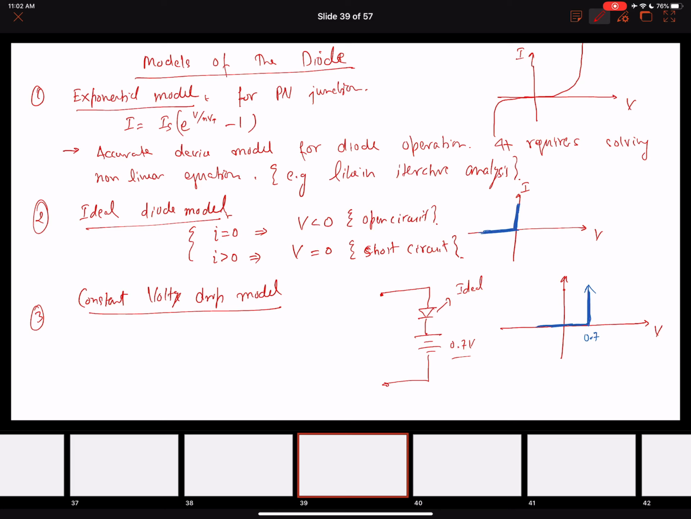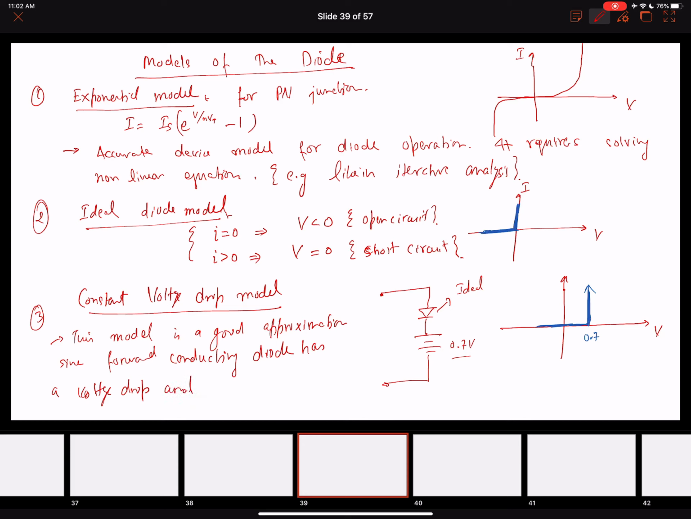And so another good thing about this model is that it is a good approximation, since a forward conducting diode has a voltage drop of around, and we discussed that, between 0.6 to 0.8, and we can normally assume it to be 0.7 volts, right?